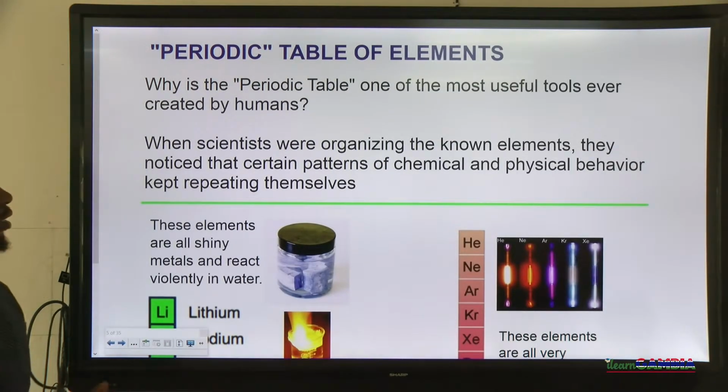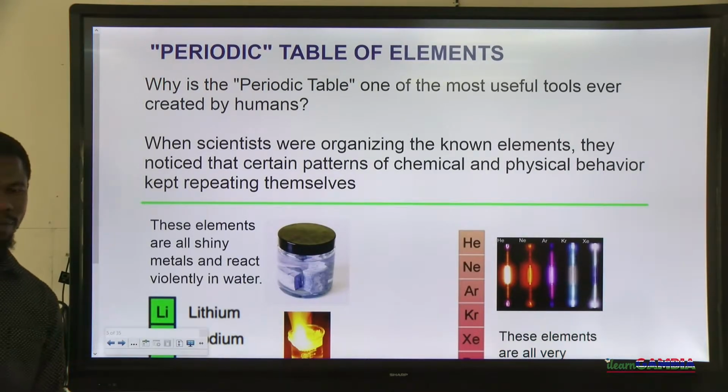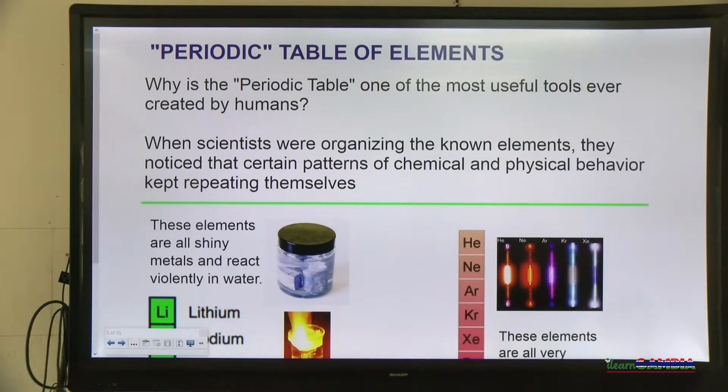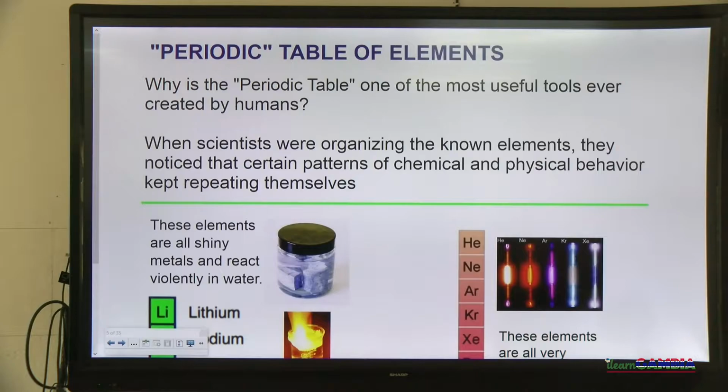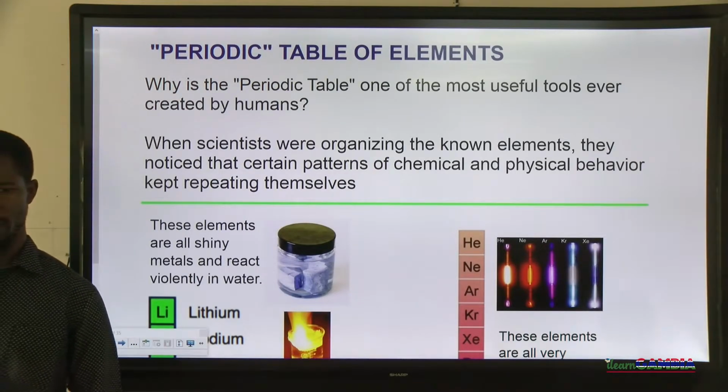So looking at this statement here, now we ask ourselves a question. Why is the periodic table one of the most useful tools ever created by humans? Now, before we answer this question, let me give you this analogy as well.